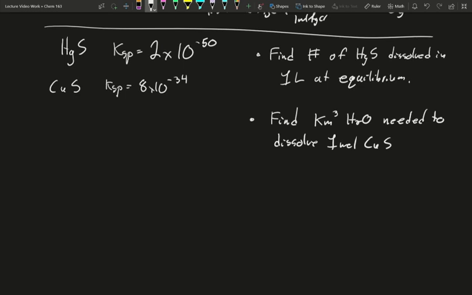Our first question: find the number of mercury sulfides dissolved in 1 liter of water at equilibrium. And our second question: find the cubic kilometers of water needed to get 1 mole of copper(II) sulfide to dissolve. Go ahead and try these both, then unpause and come on back.